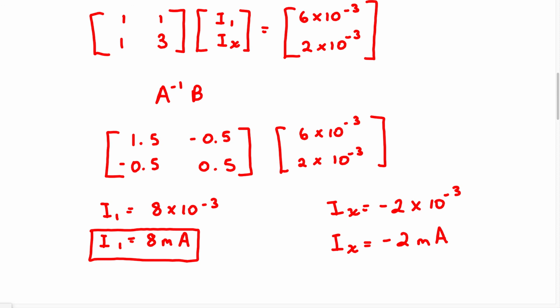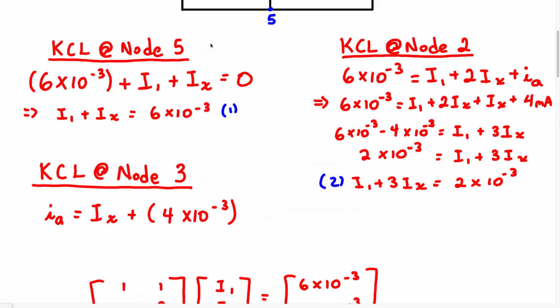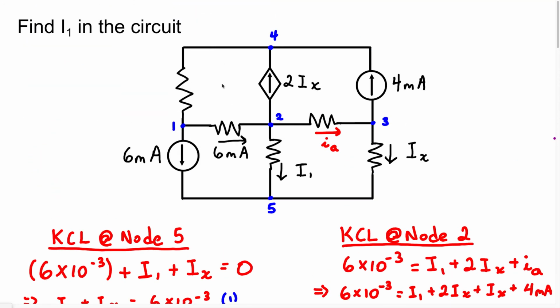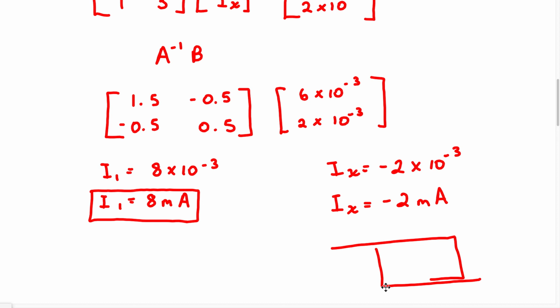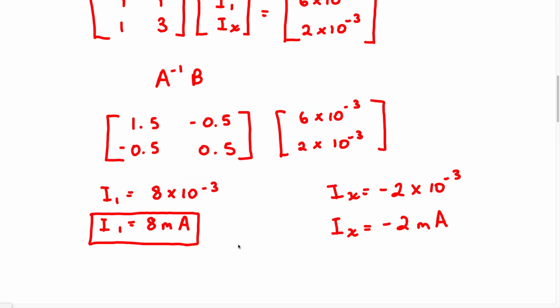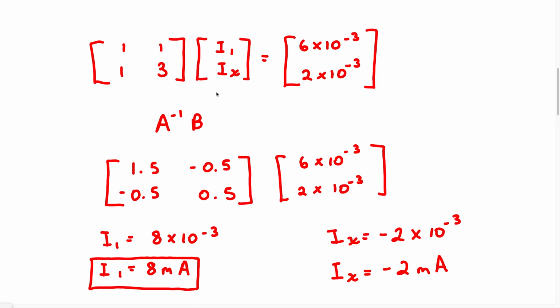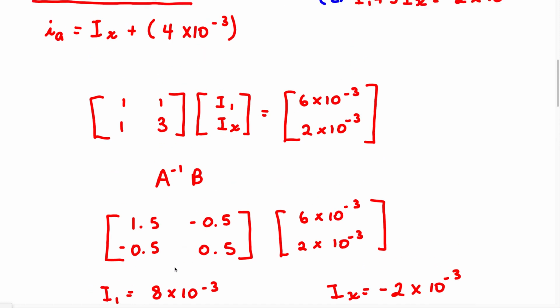So these are our two answers that we got, right? Now, I think the question just wanted us to solve for I1. It said, find I1 in the circuit. So we found I1. So that's going to be our answer for that particular problem. I1 is going to equal 8 milliamps. So that's kind of how you solve this particular question. We found the currents I1 and IX. Now the problem just wanted us to calculate the current I1, which is 8 milliamps. So this is how we were able to solve this problem.